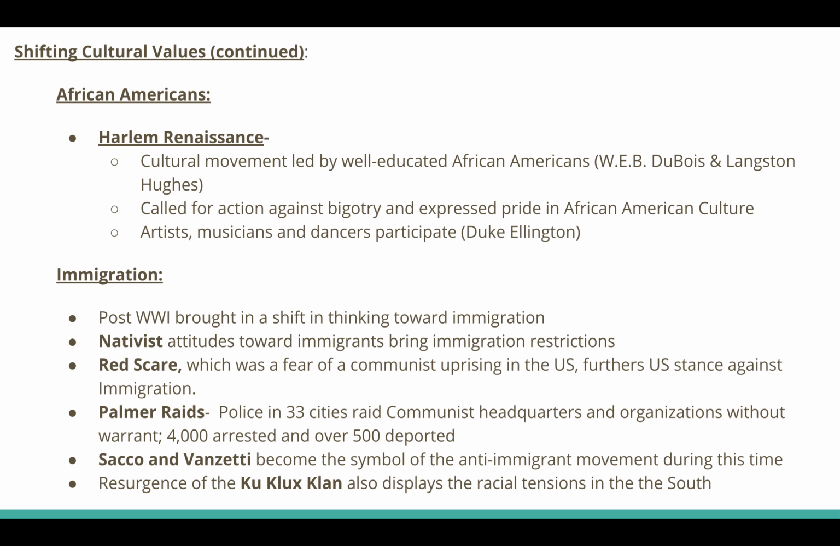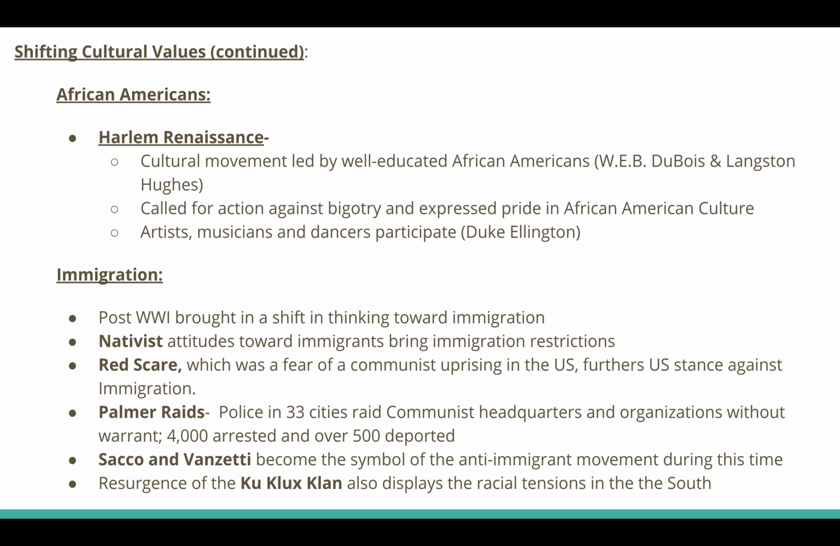It's the way the case was handled that really showed that it was an anti-immigrant movement. The way the evidence was handled wasn't handled well. There were a lot of loopholes. They wanted to make an example out of them, and Sacco and Vanzetti were eventually sentenced to death.